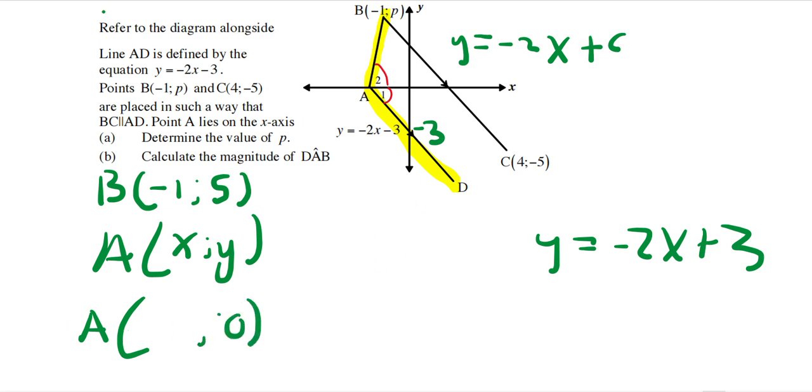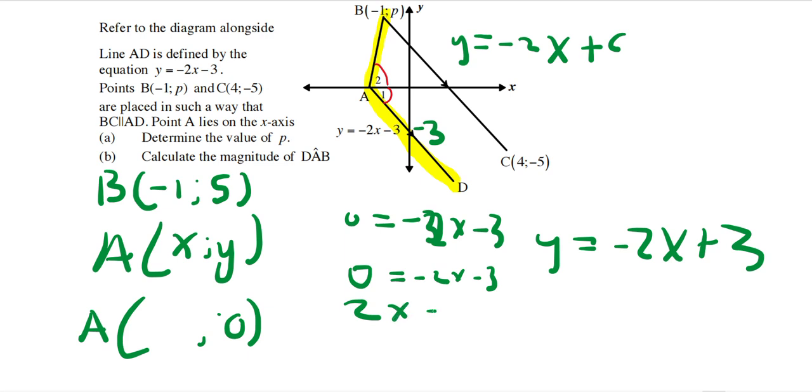So we need to find the value of x. We can just substitute. We know y is 0, then we have -2x - 3. So 0 = -2x - 3. You can just take 2x to the other side. 2x is equal to -3. Then you divide, and you get x = -3/2. So that is the coordinate of A: negative 3 over 2, and 0.